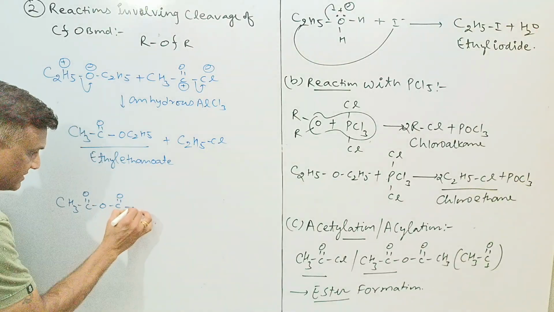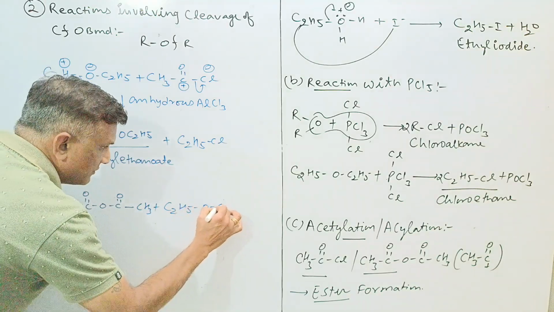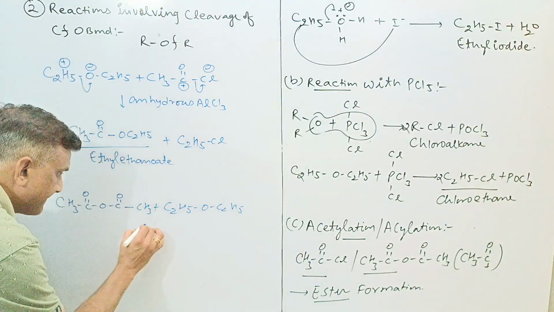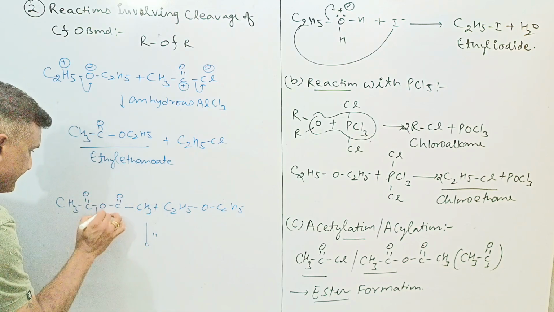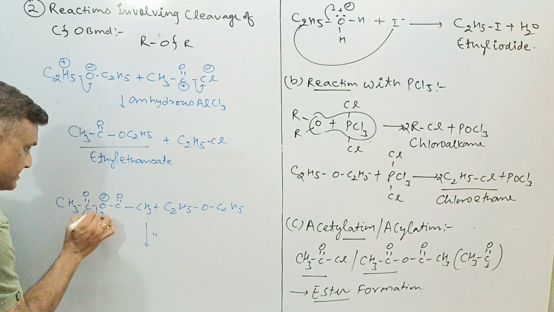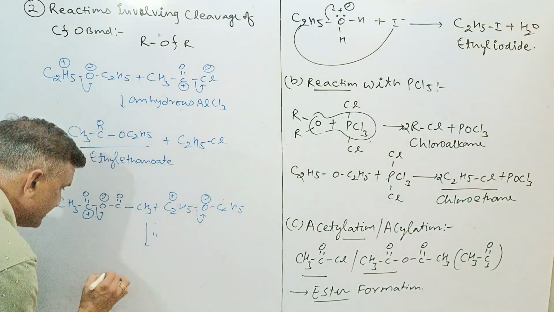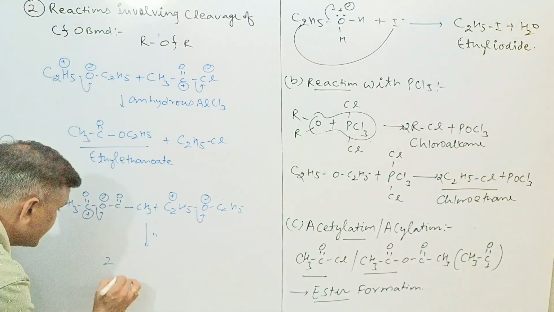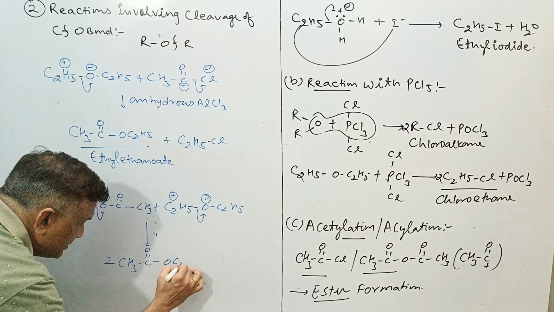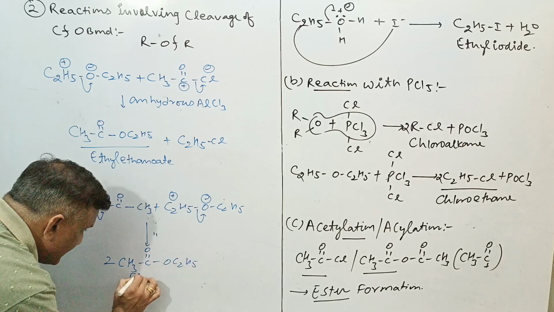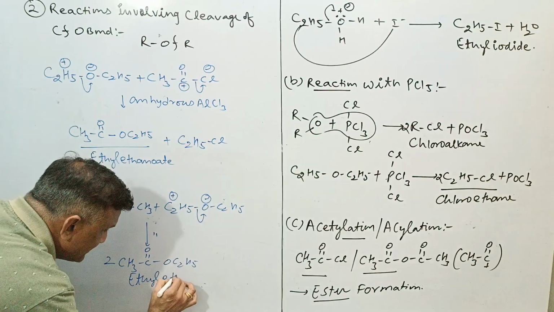If there is acetic anhydride, (CH3CO)2O, with C2H5OC2H5 in the same condition, in the presence of anhydrous AlCl3, with the minus and plus charges, here will be formation of two molecules of CH3COOC2H5, ethyl acetate, or you can say ethanoate. IUPAC name: ethyl ethanoate.